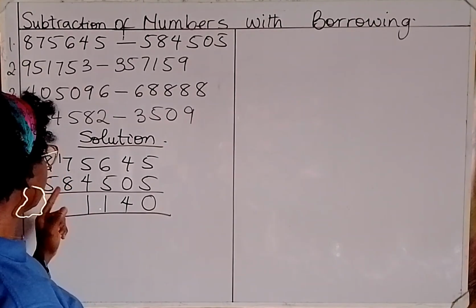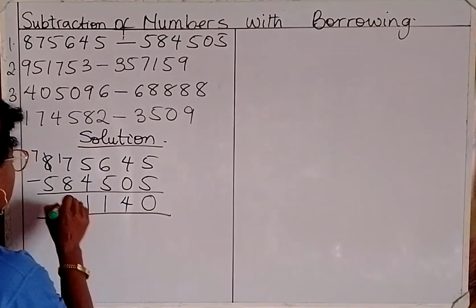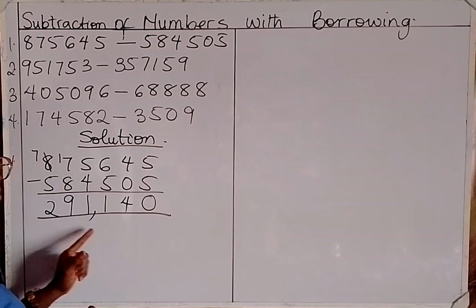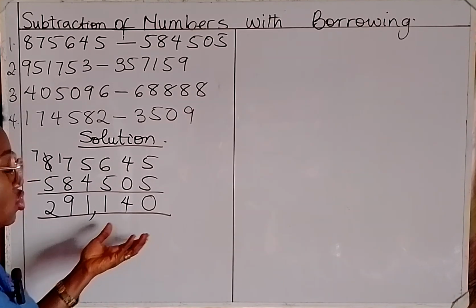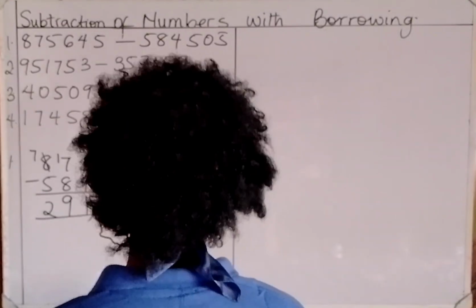Now 17 take away 8 is what? 9. And then 7 take away 5 is 2. Now we have 291,140. Okay, that's that for question 1.